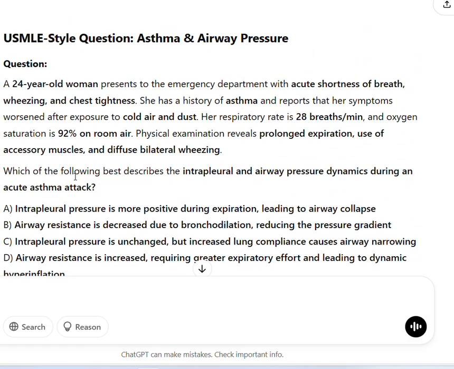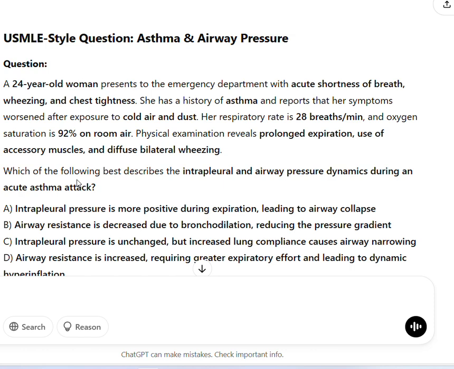USMLE style question, asthma and airway pressure. Question. A 24-year-old woman presents to the emergency department with acute shortness of breath, wheezing, and chest tightness. She has a history of asthma and reports that her symptoms worsened after exposure to cold air and dust.